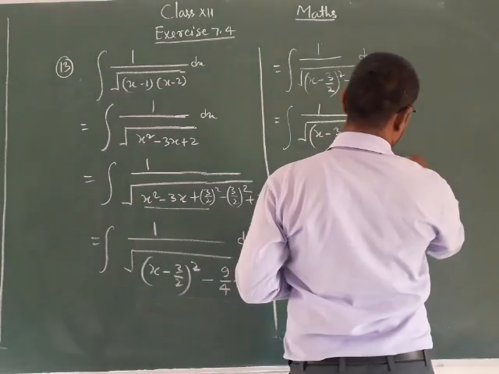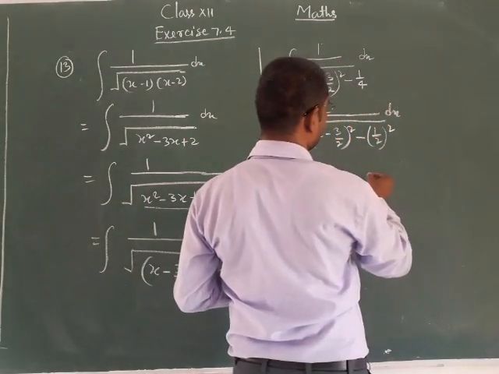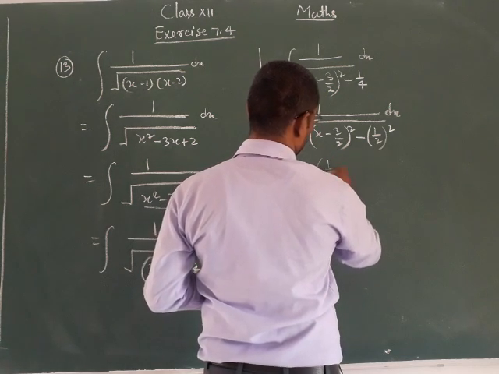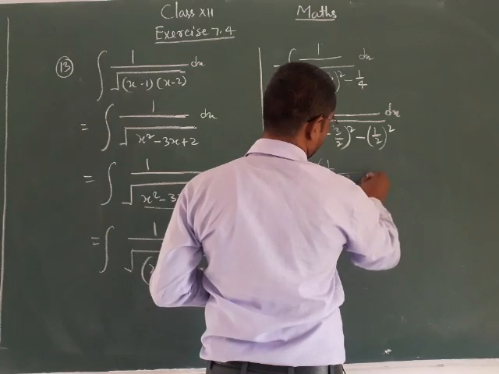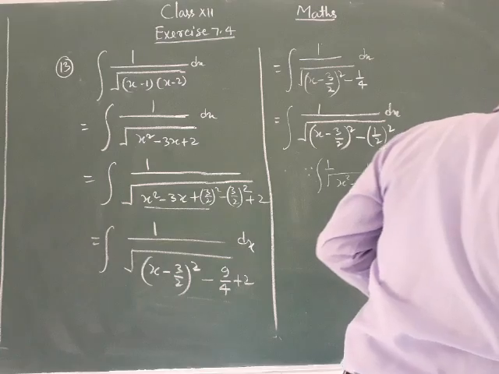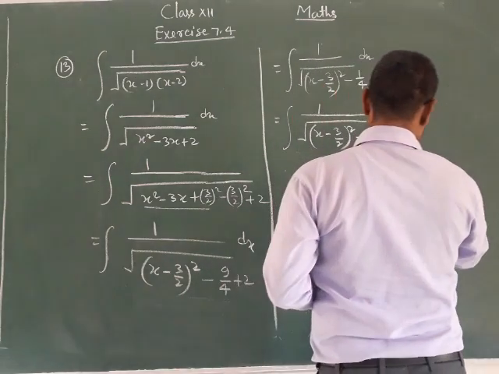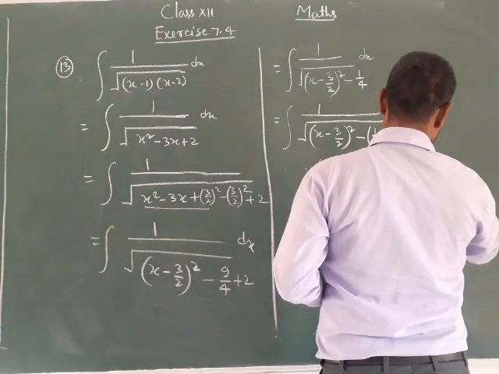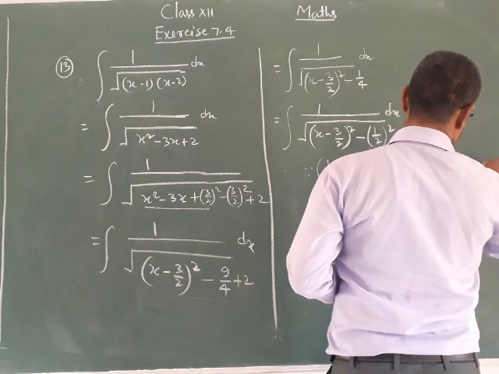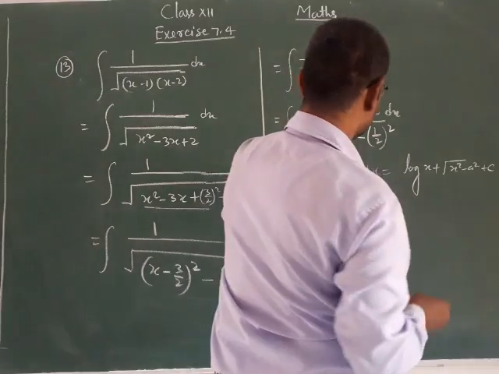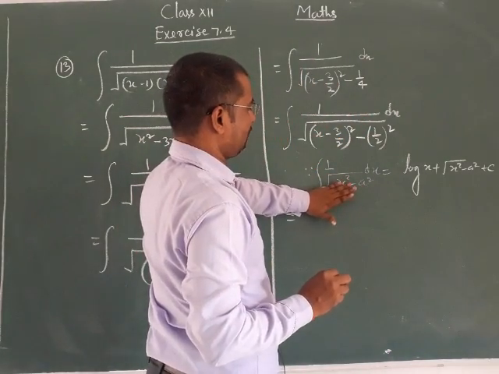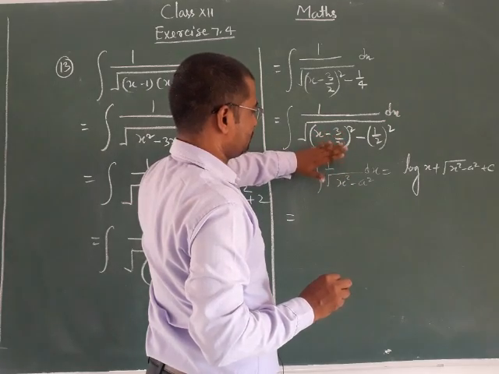Since integral of 1 upon root x square minus a square dx is equal to log x plus root x square minus a square plus c, you can also write this. So this formula you can use in this way.